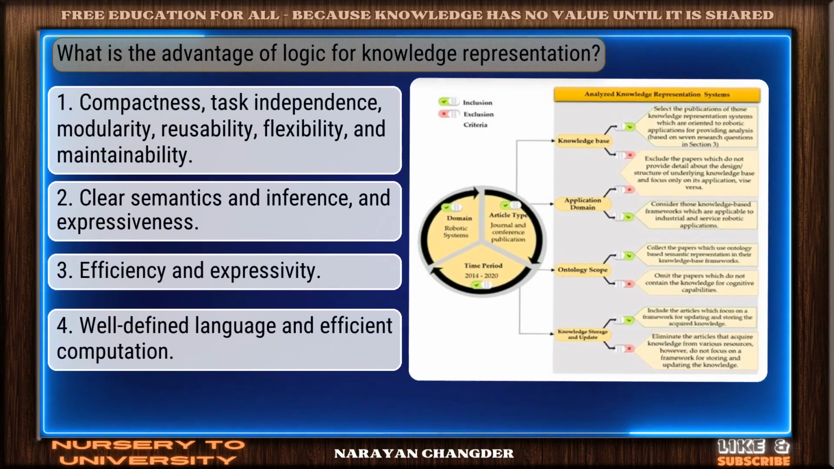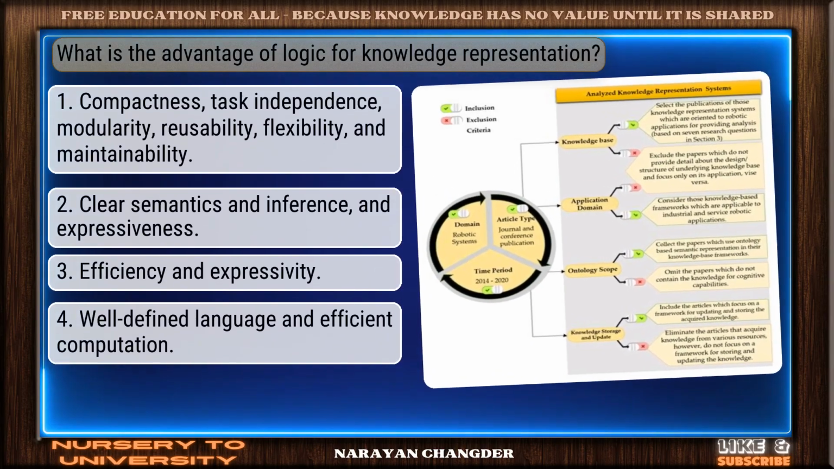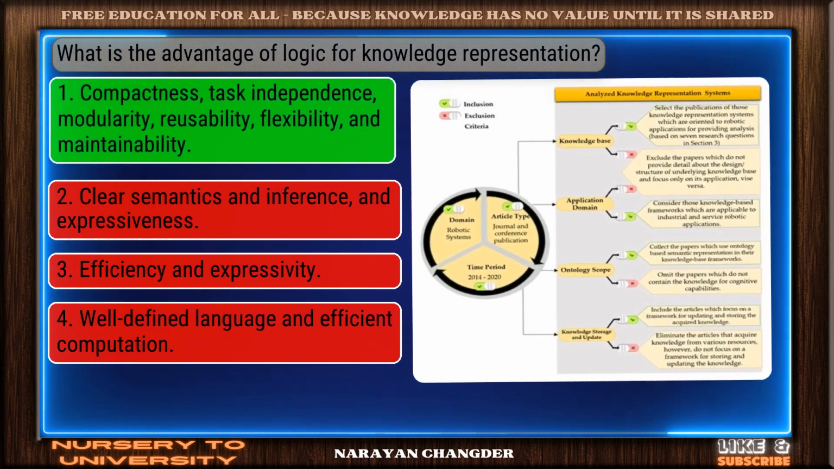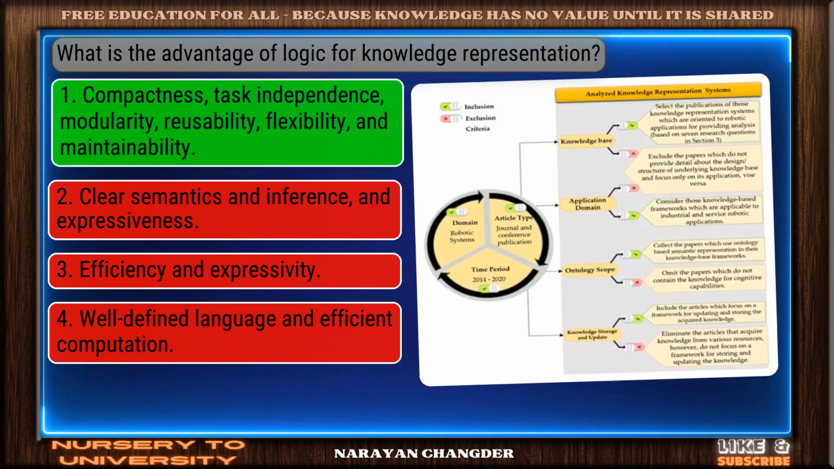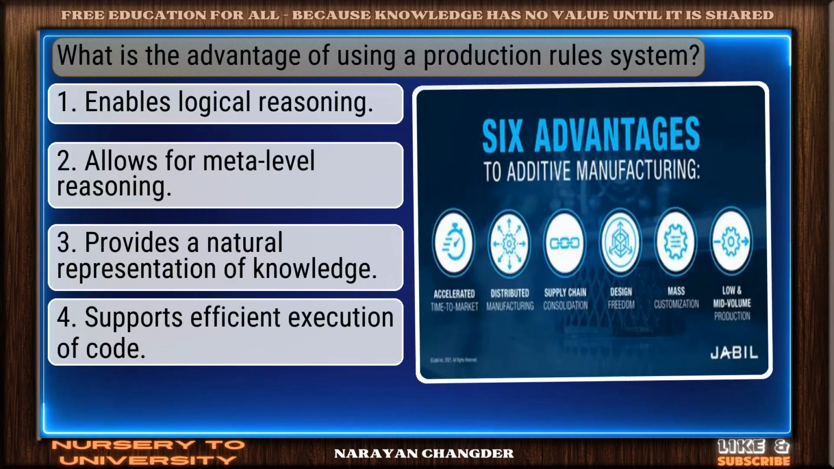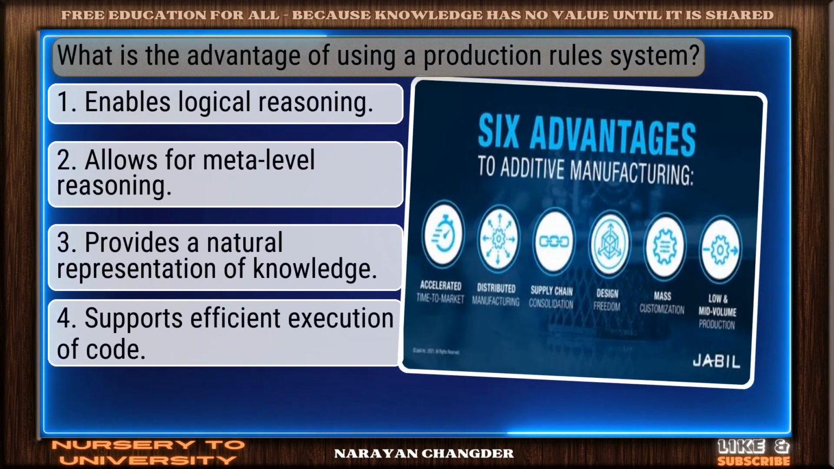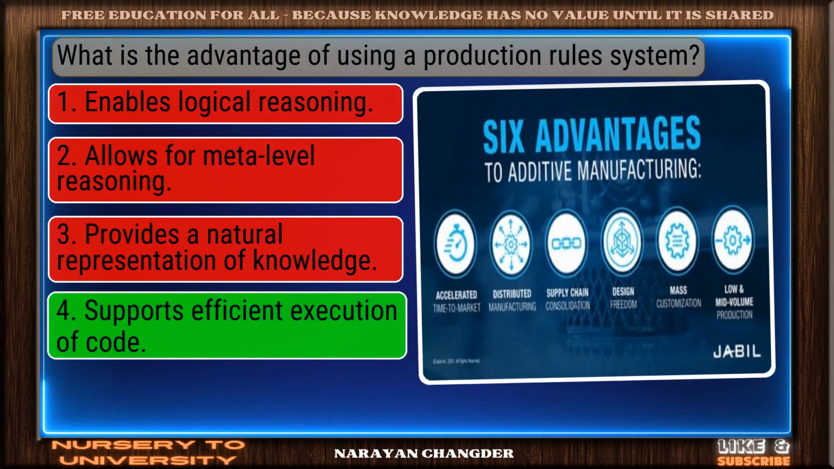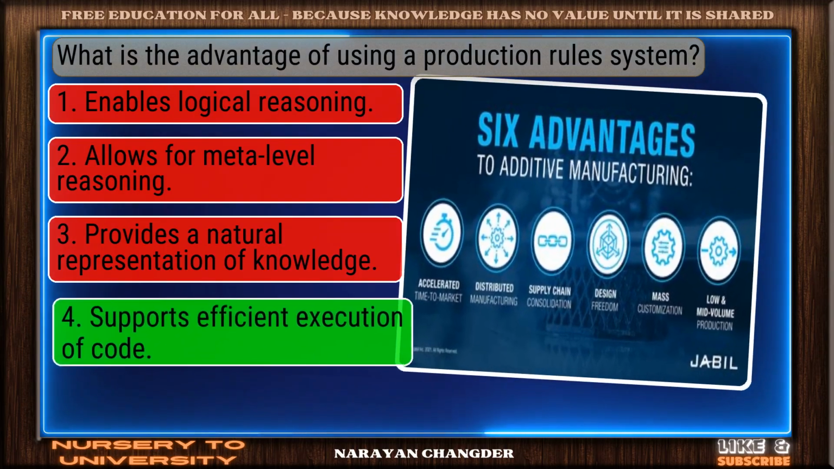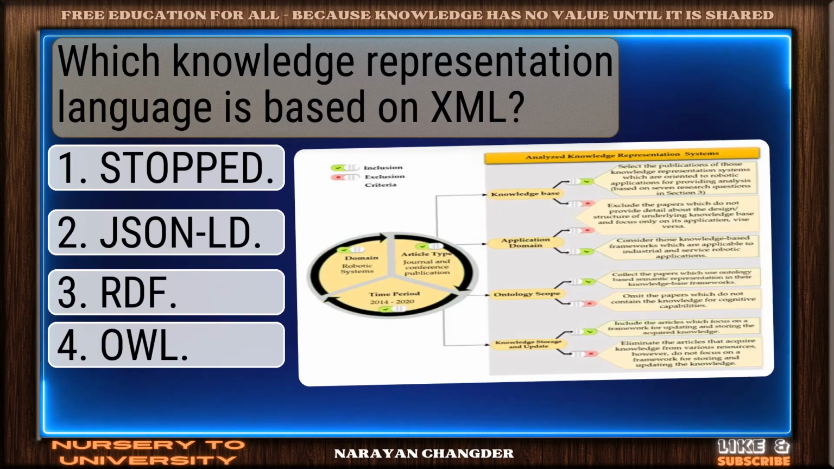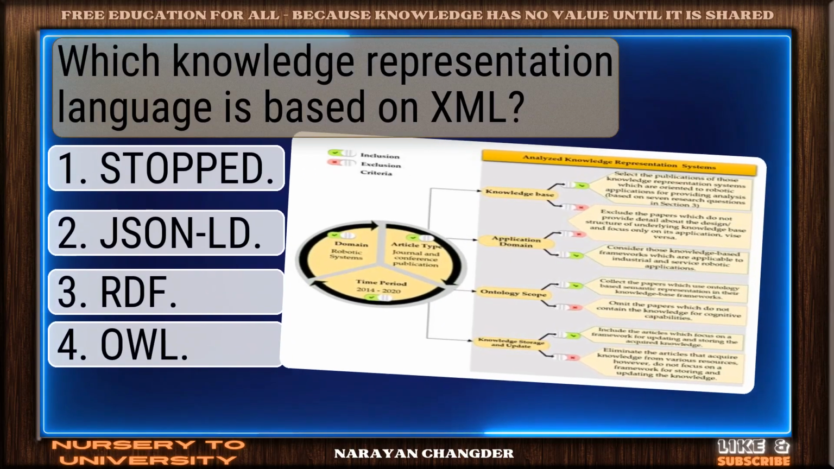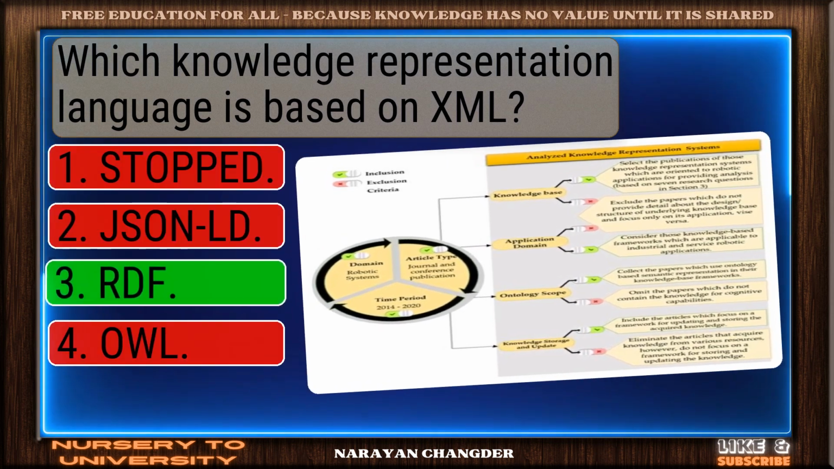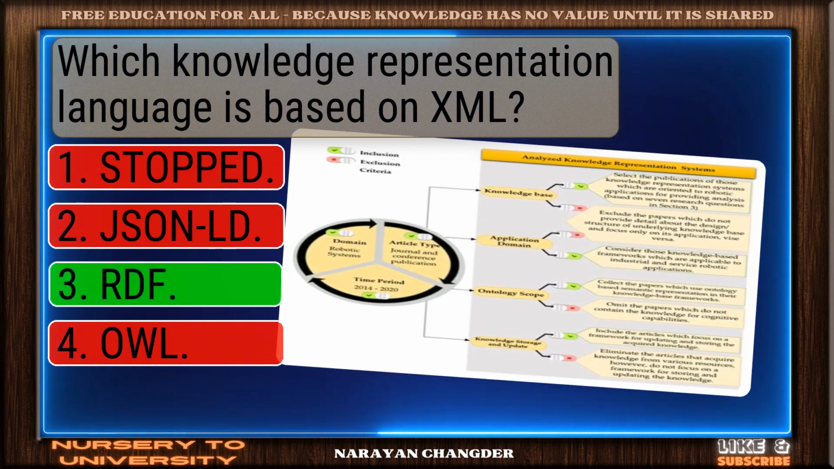Question number 14. What is the advantage of logic for knowledge representation? On track. Compactness, task independence, modularity, reusability, flexibility, and maintainability is the correct answer. Question number 15. What is the advantage of using a production rules system? Correct. Supports efficient execution of code is the right answer. Question number 16. Which knowledge representation language is based on XML? Well reasoned. RDF is the correct choice.